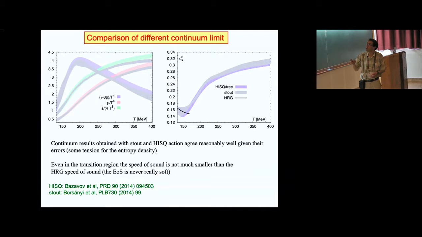I also show the speed of sound squared as a function of the temperature. And what's interesting is that at low temperature, it agrees with the Hadron Resonance Gas result shown as a black line. And then the speed of sound slowly approaches the value characteristic for an ideal gas, which is 1/3 for the speed of sound squared, but it does so very slowly. And moreover, you never get a small speed of sound, even if you go closer to the transition point. The equation of state is never really soft. The speed of sound actually seems to be quite significant.